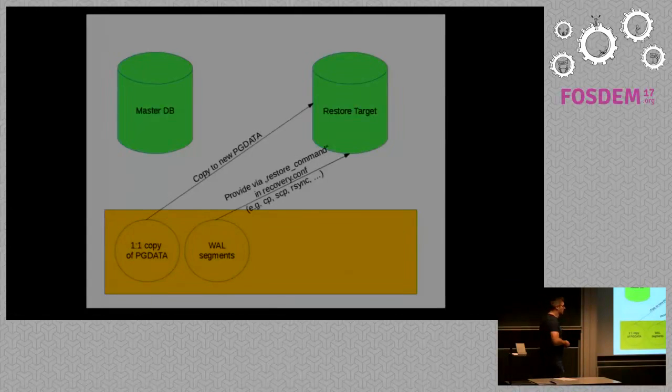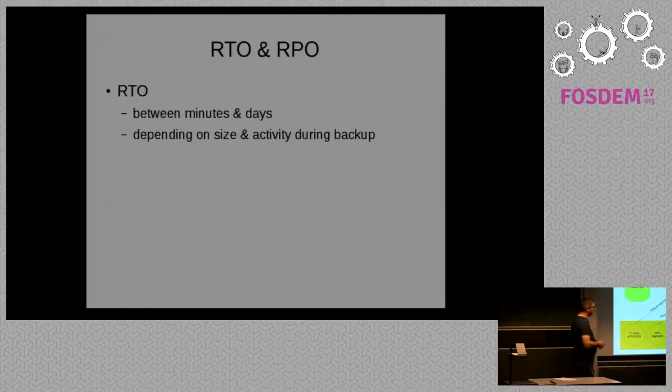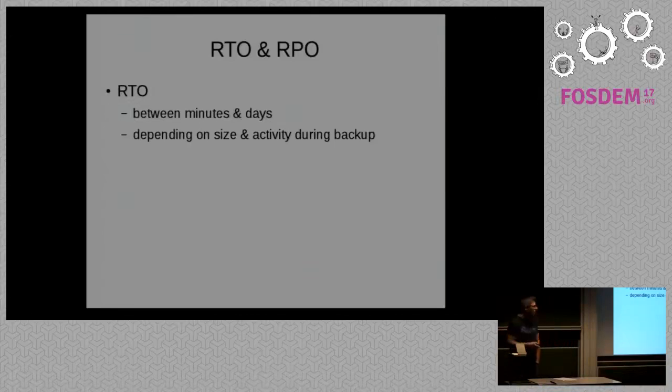Then you can take this, your file system copy of your database, to some new server, your restore target, and you will do a restore command in a file called recovery.conf and tell it to fetch the WAL segments and start that database. It will see, oh, I'm not complete, I need some WAL segments, we'll fetch them from here, and then you're ready to go.